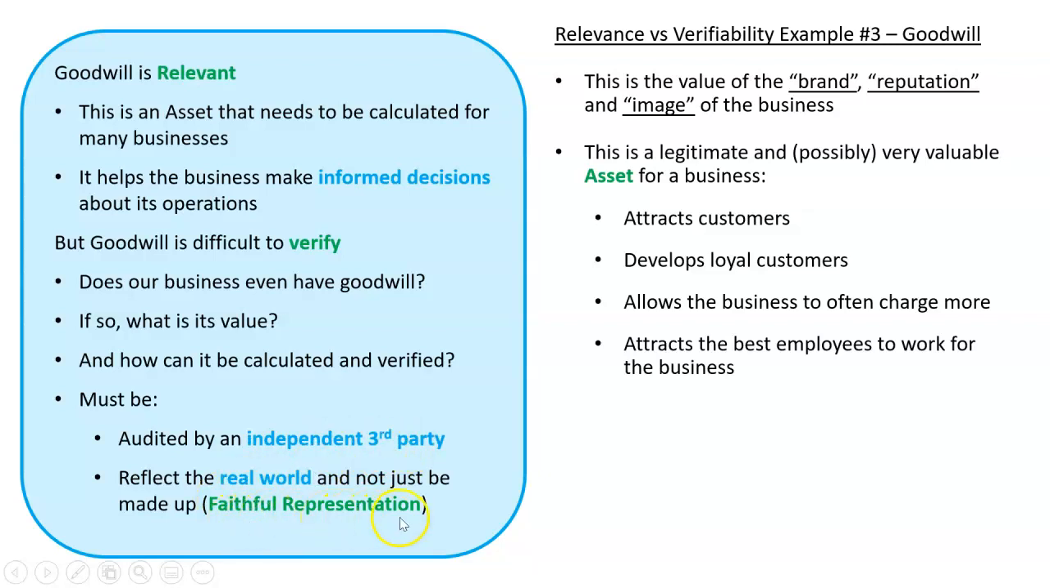Now, we look at our other qualitative characteristic, faithful representation. We can't just make up a number and say our business has goodwill of $20 billion, million, trillion. That doesn't make any sense. So it should reflect the real world. And there we resolve our contradiction. We need goodwill because it is relevant to our decisions. It doesn't have verifiability, so we overcome that by getting an amount that's come from an independent third party that reflects the real world.